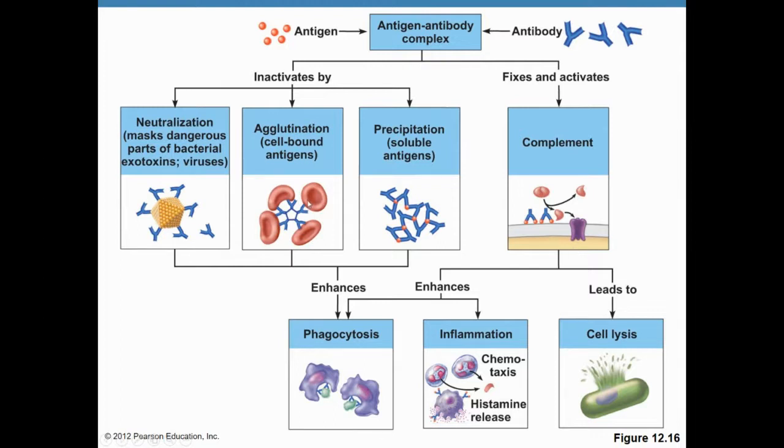Then we have agglutination, and agglutination is clumping like precipitation, but it's clumping of cell-bound antigens, antigens that are found on the surface of a foreign cell. And then we have neutralization, and neutralization is going to bind to specific regions of a virus or a bacterial exotoxin, and it prevents their ability to get into our cells, into host cells.